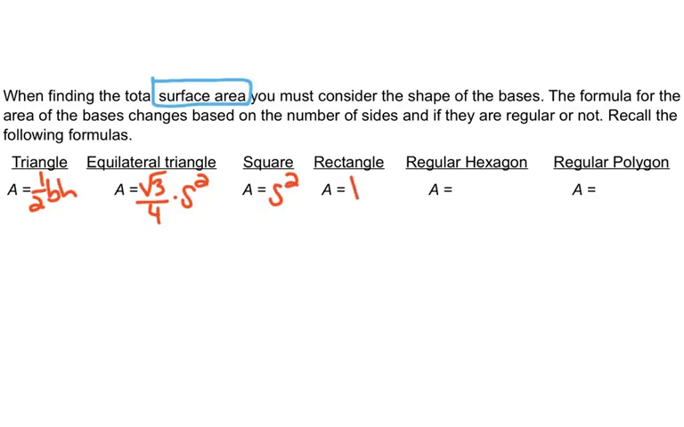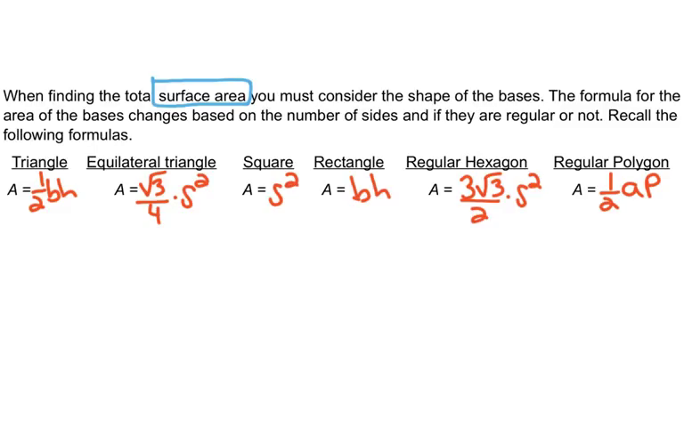A rectangle is base times height. A regular hexagon is 3√3/2 times your side length squared. And lastly, we have the regular polygon. Now again, polygon meaning any shape with 3 or more sides. So again, a regular polygon, so an equilateral polygon, is going to be 1/2 apothem times perimeter. If we remember how to do those.